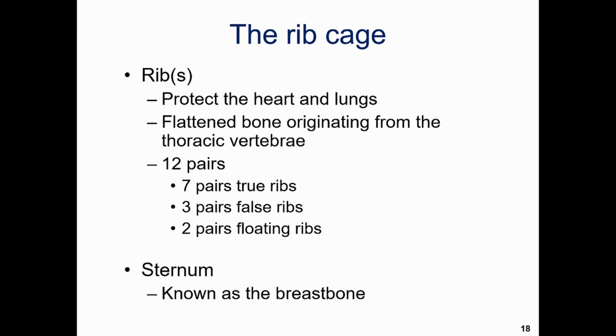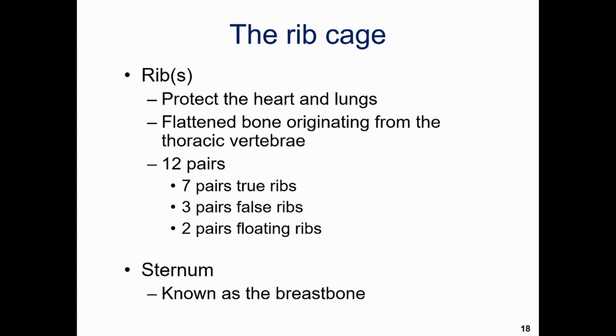With the ribs, their primary goal is to protect the heart and lungs, right? We're basically forming a bony cage around these important organs. These are flat bones, so they don't have the same structure as the long bone that we talked about earlier. We're not going to get into flat bone structure, but just keep it in mind.